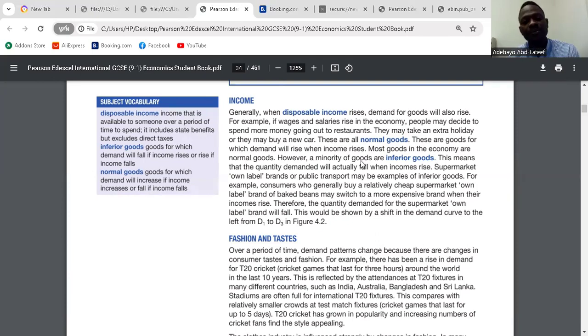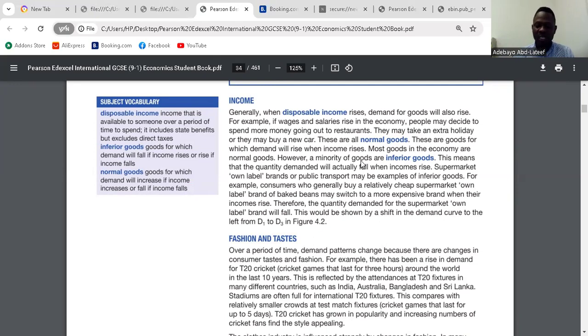Now, let me explain here. For income, as your level of income increases, your disposable income will rise. What is disposable income? Disposable income is that income that we can spend or save. That is disposable income. So as your level of income increases, those goods that you think about buying when you have more money with you are called normal goods. But the goods that come to your mind when you don't have money are called inferior goods.